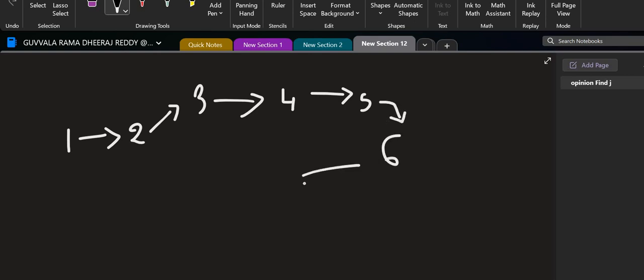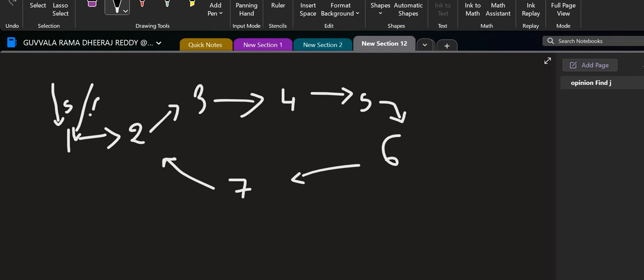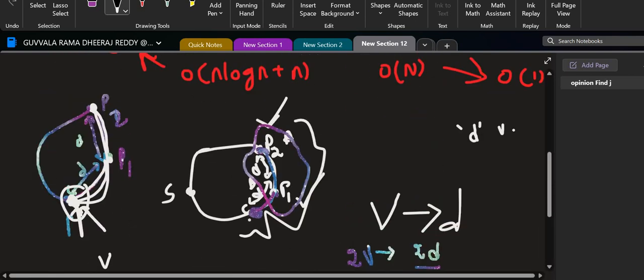6, 7. Now I'm considering the slow and fast pointers. One is a slow pointer, another one is a fast pointer. I want to check whether they meet at any point. If they meet at any point, that means there is a loop. If there is a straight line, they cannot meet.